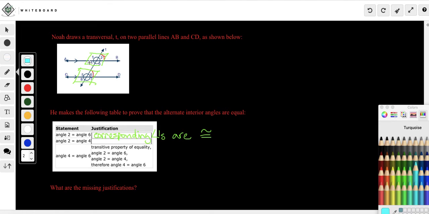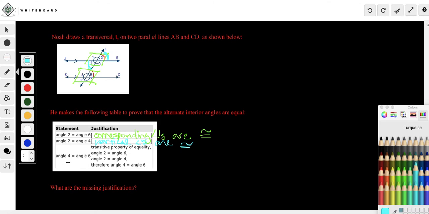So I'm going to look right here. I'm going to see angle 4 right here, angle 2 right here. And as you can see, these angles are across from each other. We know when two angles are across from each other, that means they are vertical angles. So the justification for this second one would be that vertical angles are congruent. And that is it.